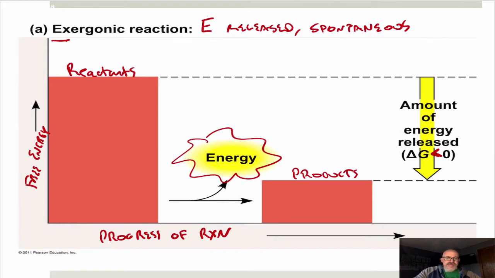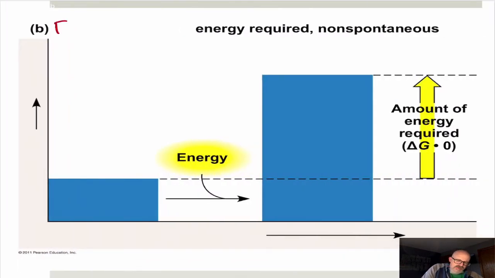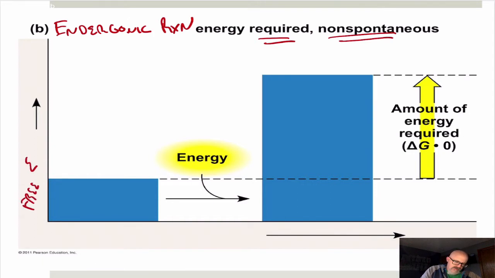Now, the other version is probably fairly clear, right? Instead of it releasing energy, it absorbs. So this would be an endergonic reaction. That means energy is required and it is not spontaneous. So again, free energy here. Here are your reactants. Energy is input into it, so you're adding energy to get your products. And the amount of energy here is going to be greater than zero.